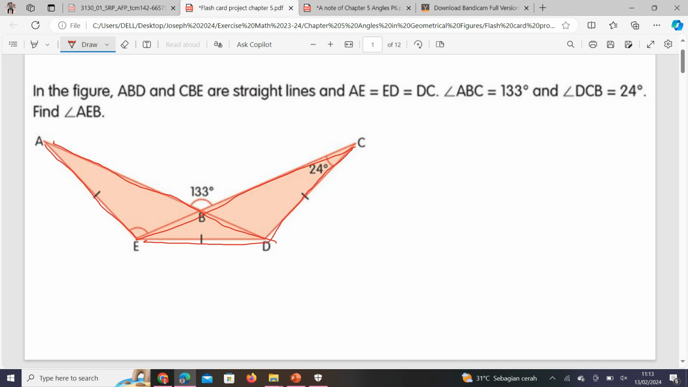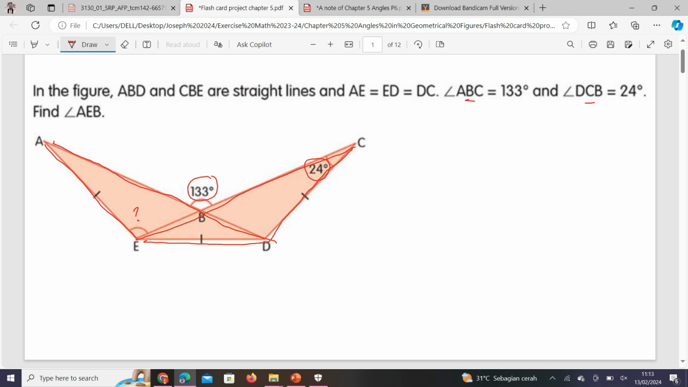The angle of ABC, remember how to identify the angle? You see from this. So ABC, you put 133 degrees here. And the angle of DCB, remember how to identify the angle? You see from the letter in the middle. So DCB, you put 24 degrees in here. Find the angle of AEB. You may see from the question the already marked angle. So AEB in here is the question mark.